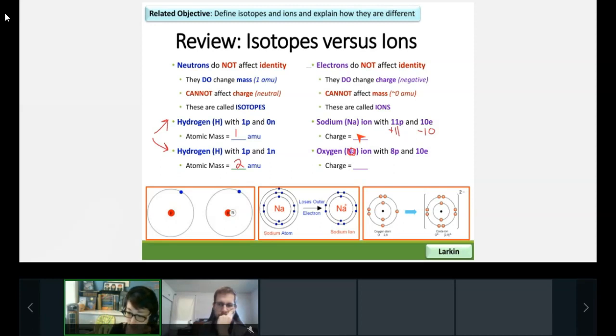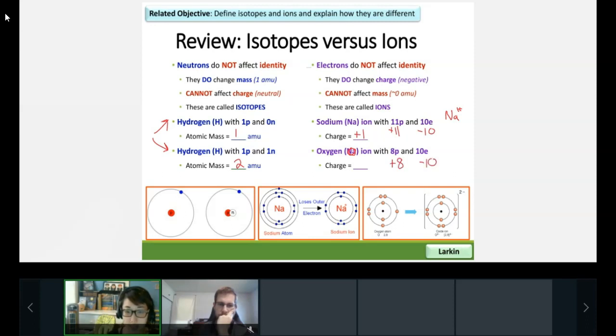Thank you, Jalen, Micah, Lauda, Ronnie. Micah, yes, this one is going to have a positive 1 charge. Excellent. Or we could write it as Na 1 positive. Perfect. All right, now oxygen, on the other hand, oxygen has 8 protons, 10 electrons. Again, these protons will be positive, so positive 8. The electrons are negative, negative 10.